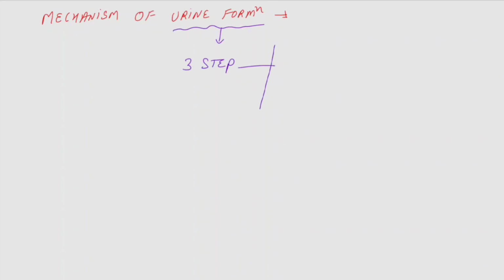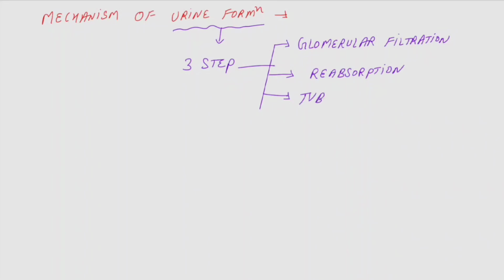Now, mechanism of urine formation. Mechanism of urine formation is completed in 3 steps. First is glomerular filtration. Second is reabsorption. And third is tubular secretion.